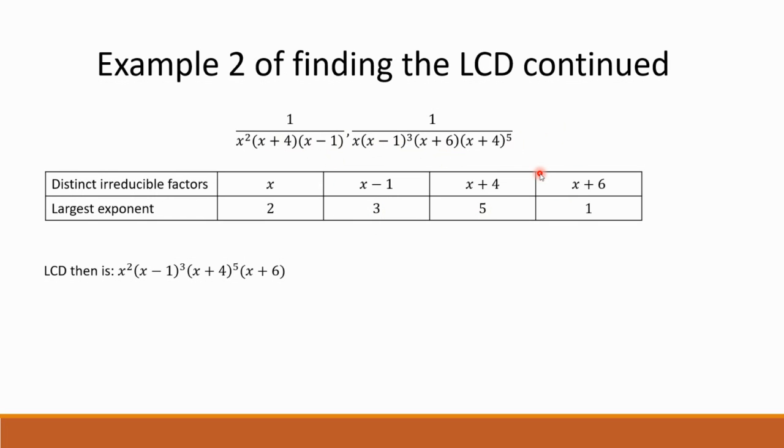So what's the LCD? It's x squared, x minus 1 cubed, x plus 4 to the 5th, x plus 6 to the 1st, and you multiply. And that is our LCD. Are there any questions about that?